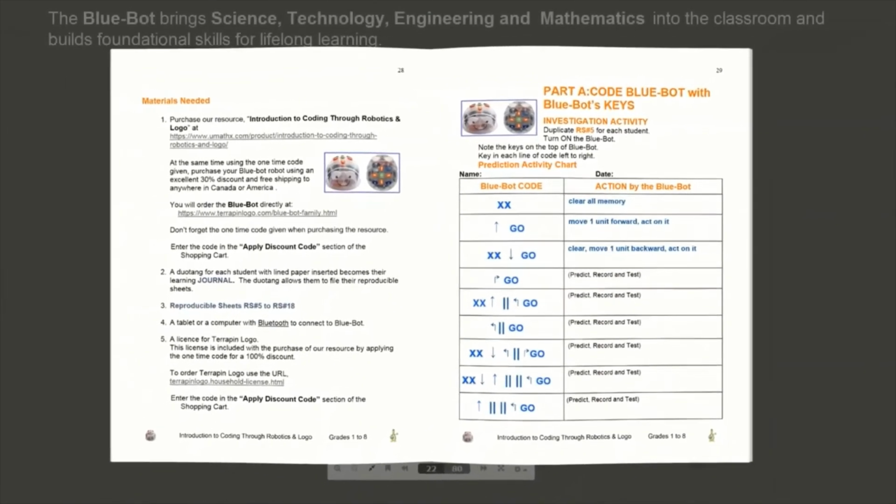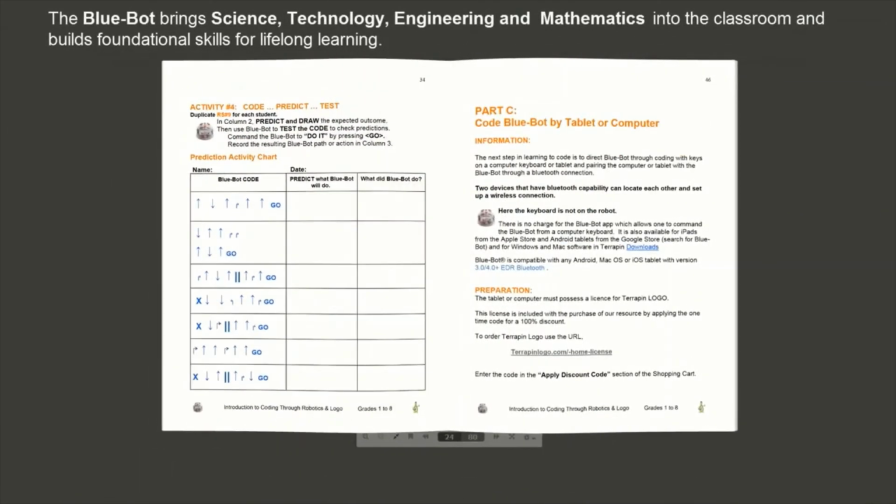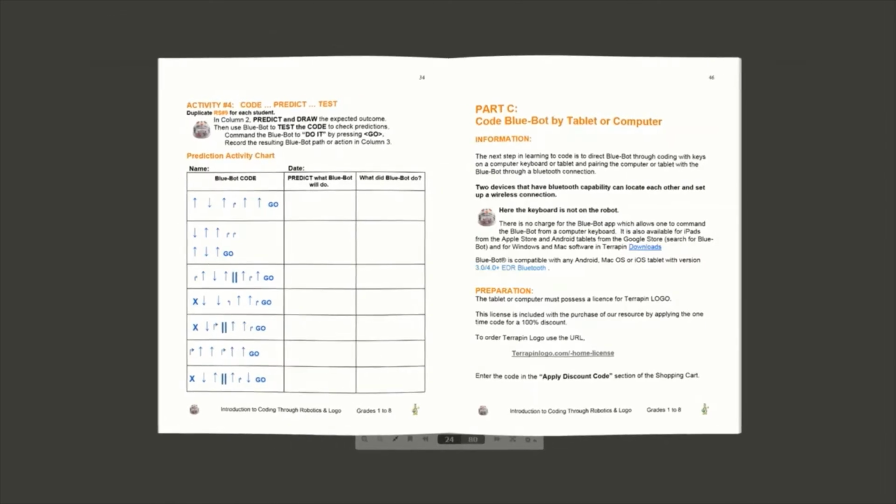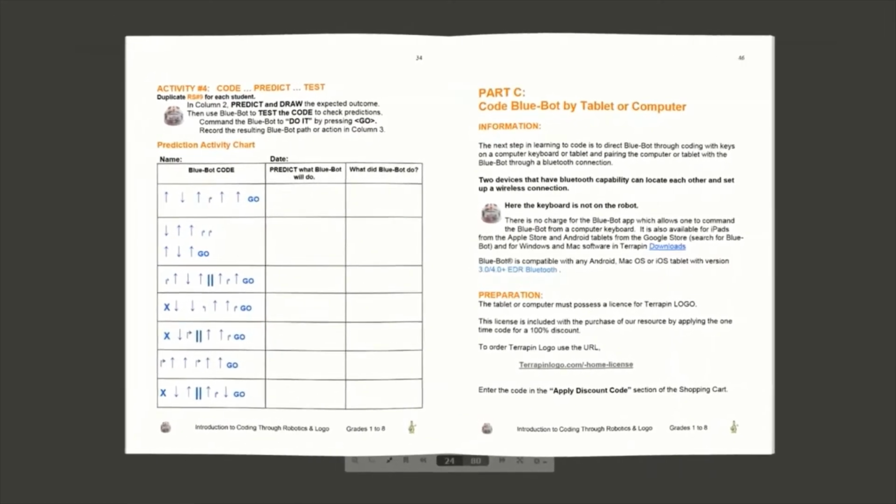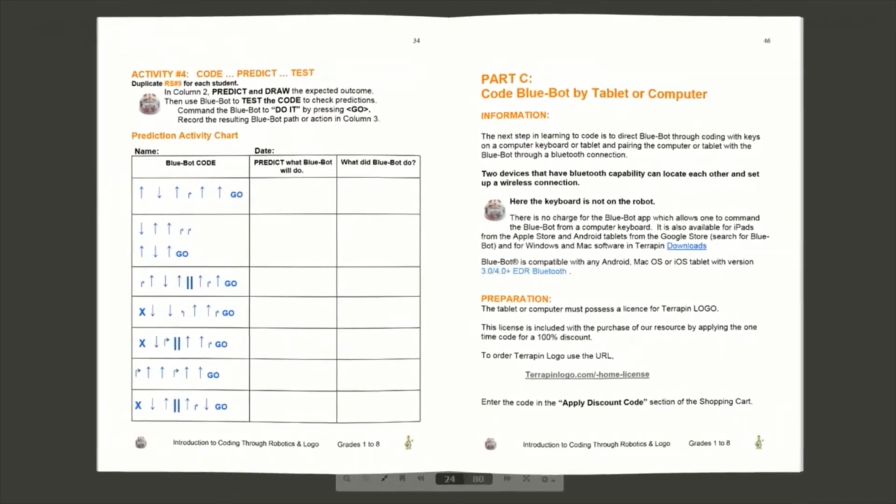The Blue Bot brings science, technology, engineering, and mathematics into the classroom and builds foundational skills for lifelong learning. One can move the Blue Bot forward, backward, turn left and turn right, and teach sequencing, directionality, problem solving, counting, and estimation. Now we make the jump to step 3.